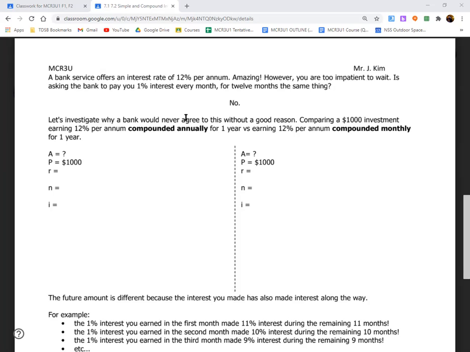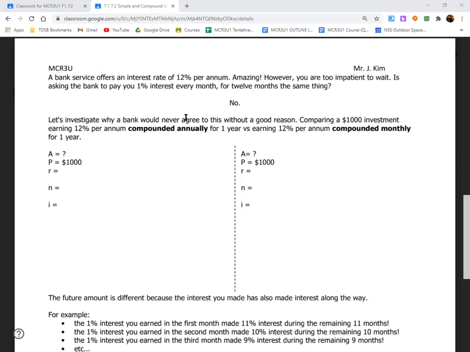On paper, is it fair? Right? 1% January, 1% February, 1% March. You add that up for 12 months, that's 12%. On paper, it seems fair. But what does it look like when you actually do the math?